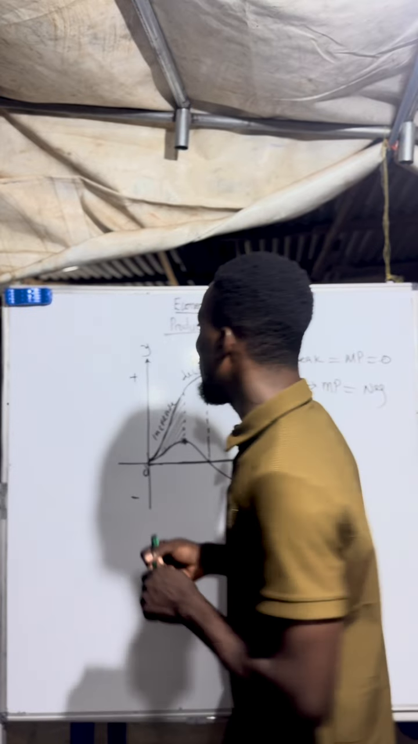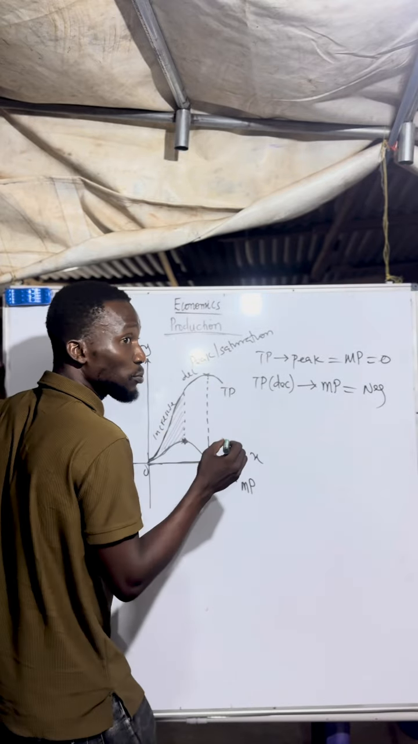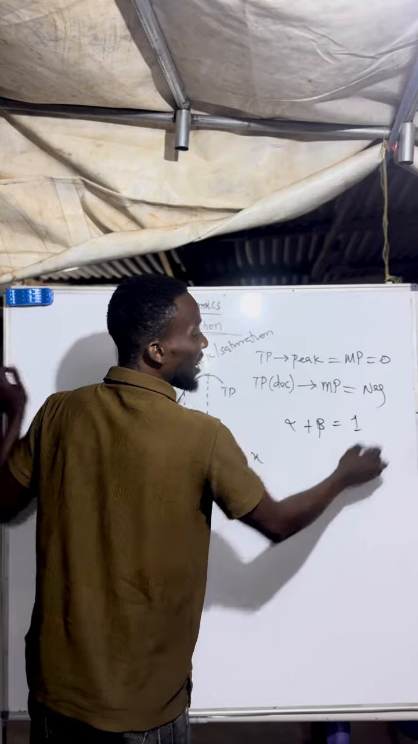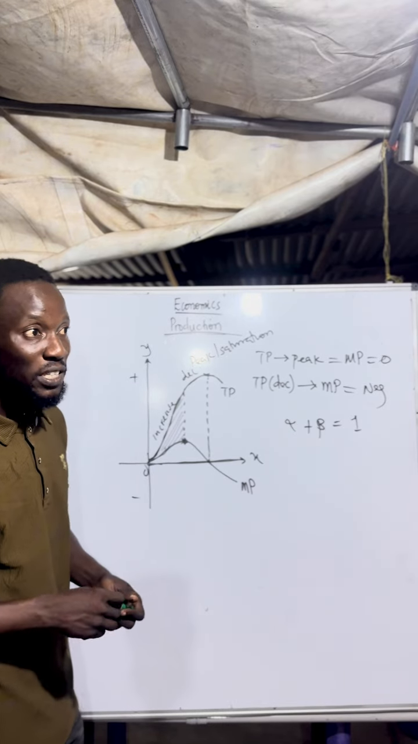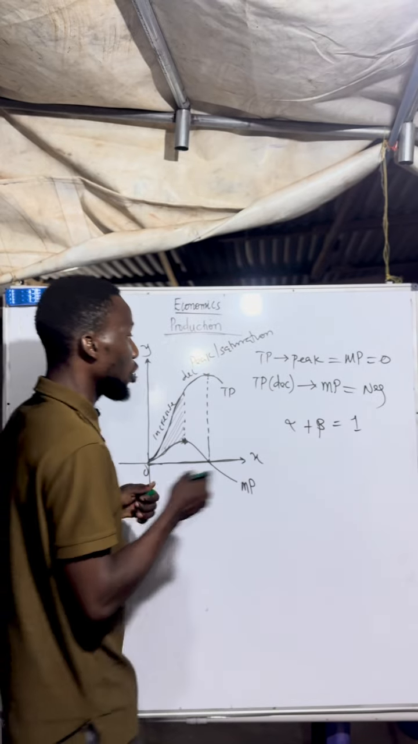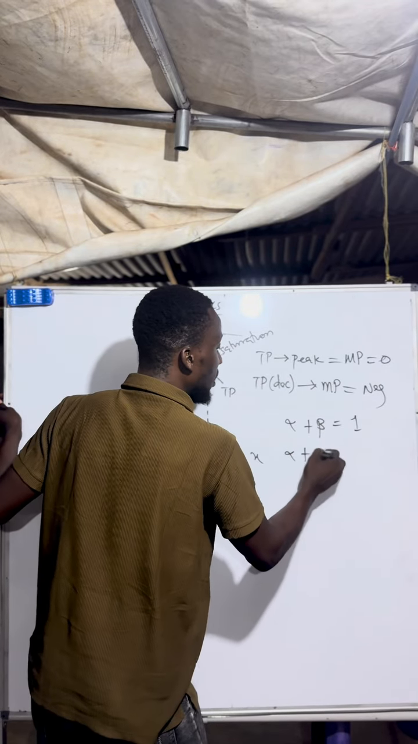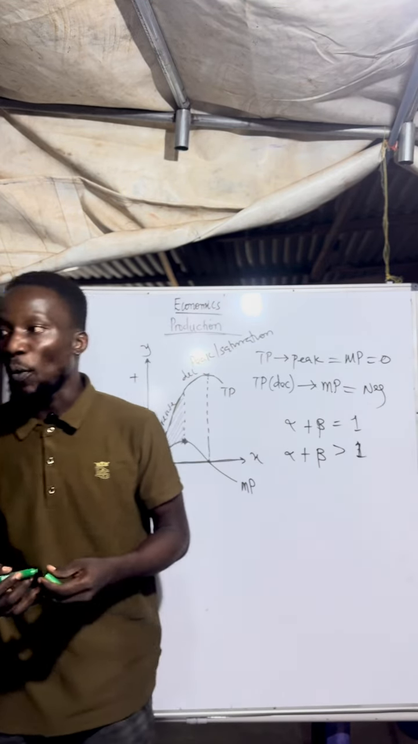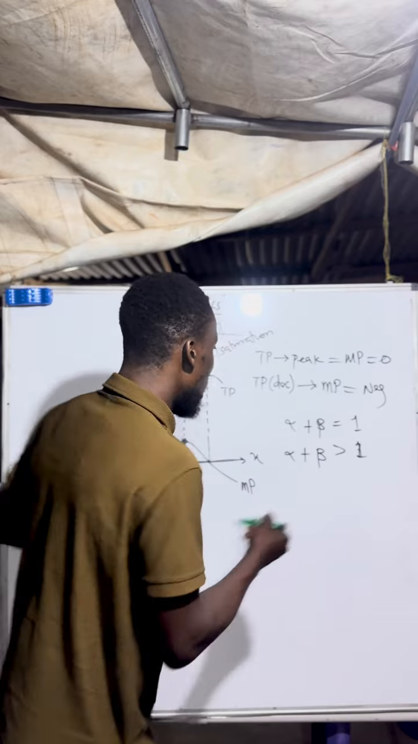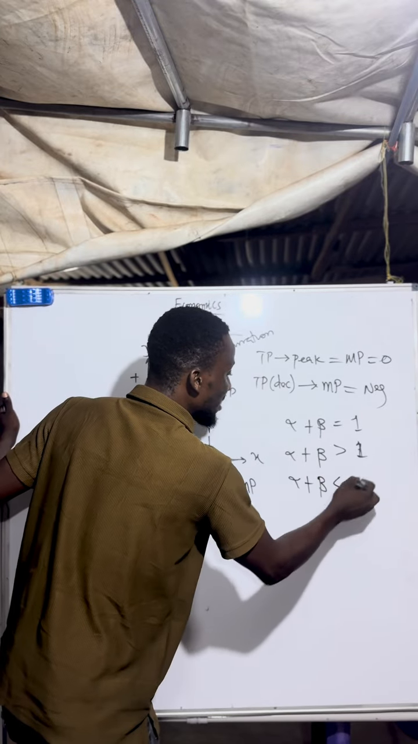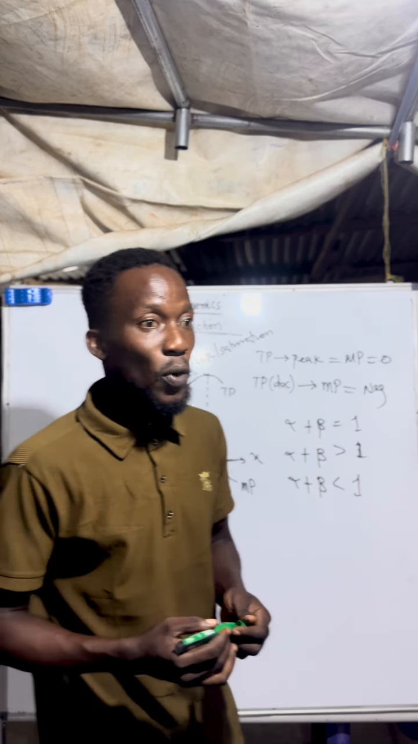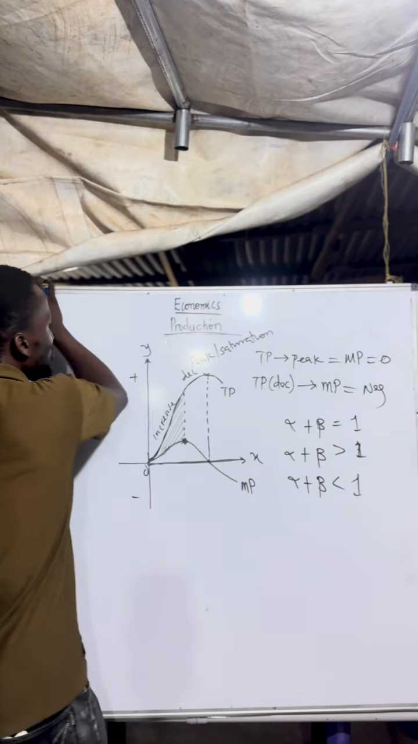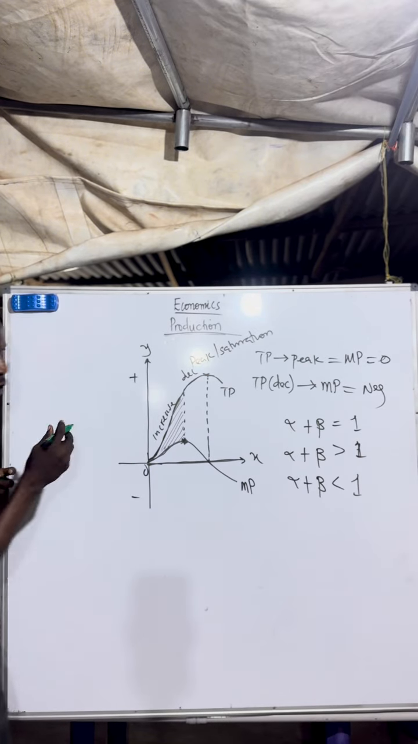Another thing to understand is that from the Cobb-Douglas production function, when you say alpha plus beta, if alpha plus beta equals 1, there is constant return to scale. When alpha plus beta is greater than 1, there is increasing return to scale. When alpha plus beta is less than 1, there is decreasing return to scale.